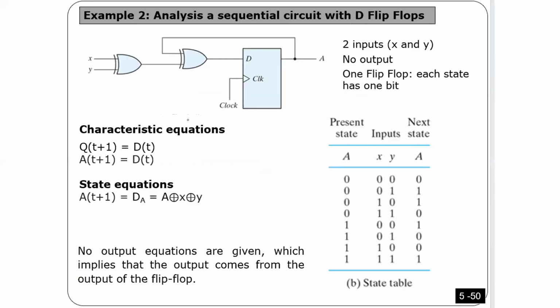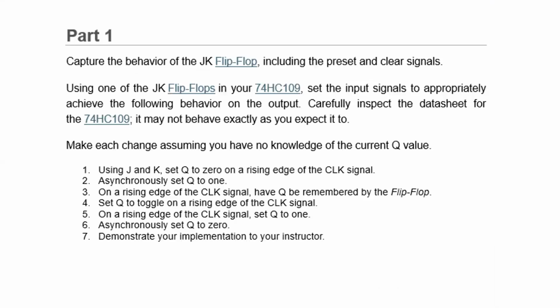Okay. Because this lab, as I told you, has two parts. One part is about a sequential circuit, analyzing a sequential circuit. I'm going to talk about it, but let's finish the first part first. So in the first part here, you are going to use one of the JK flip-flops you have. You can use any one of them. You have two, but we need to use only one, okay? Set the input signal to do the following things.